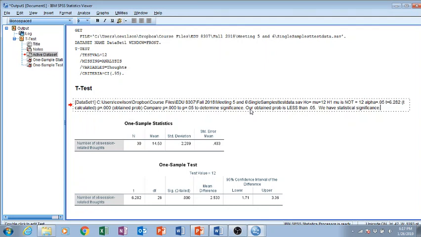So the population mean for people who've gone through this OCD treatment program is statistically significantly different from the general population mean of 12. All right, so it's comparing this estimation of the population mean with our test value, and it's finding, yeah, they are different. They're statistically significantly different.